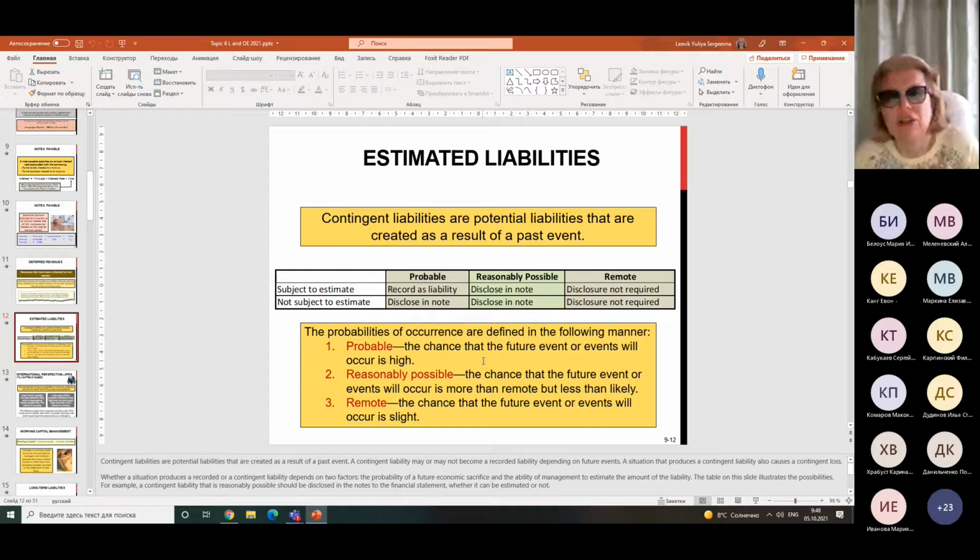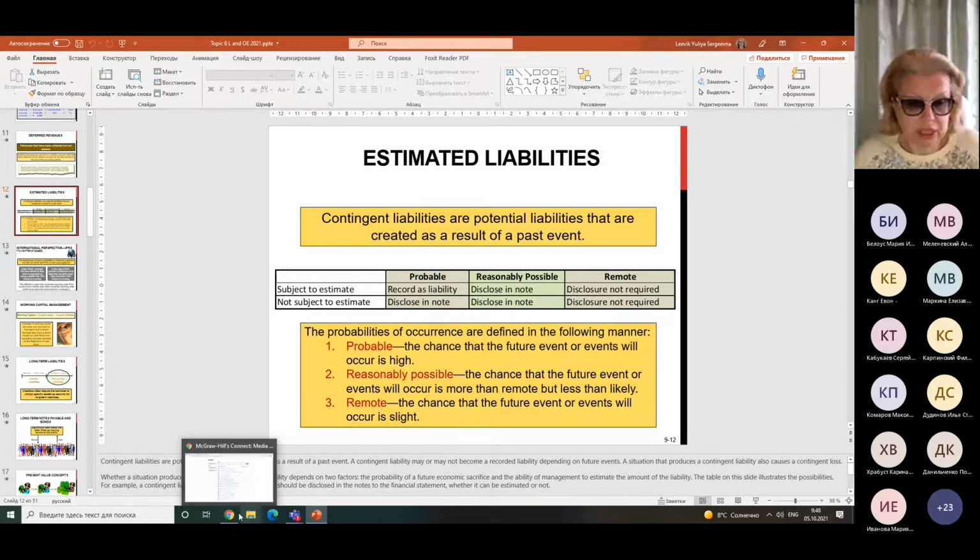Dear students, right now in this basic course, it's enough to understand the definition of these estimated liabilities. And at the advanced level, in other intermediate accounting courses, we discuss estimated liabilities in more detail.